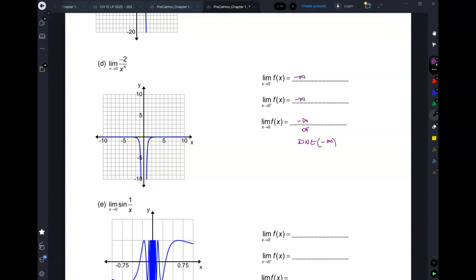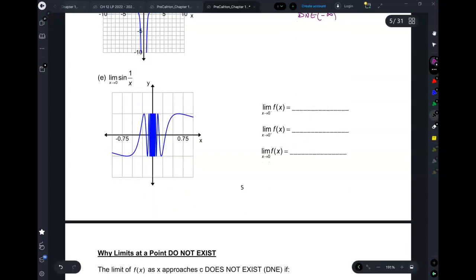Okay, so here the limit as x approaches 0. Let's just think about this for a minute. This is 0.75, this is 0.75. That means these first bars here, right? This goes from negative 0.25 to positive 0.25, right? So as x approaches 0 from the minus side, what y value is the graph approaching? We don't know. Do you know? I don't know. I don't know if it's like here, here, here, here, here. We don't know. So it's DNE. Same thing from here, DNE. So this whole thing is DNE.